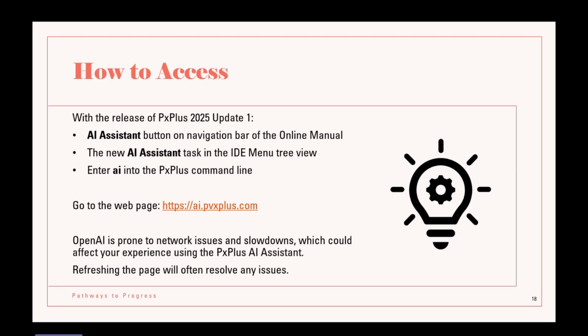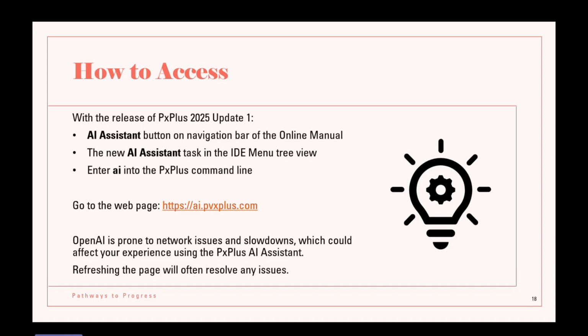There'll be a few ways to access the PxPlus AI Assistant. With the release of PxPlus 2025 Update 1, you can gain access through the navigation bar on our online manual. You can also open it through a new option in the IDE as its own window, or by typing AI into the PxPlus command line. The other way is to simply go to ai.pxplus.com.